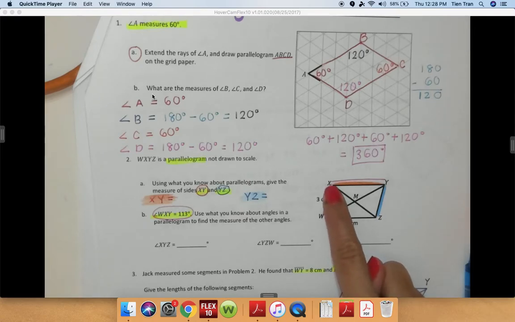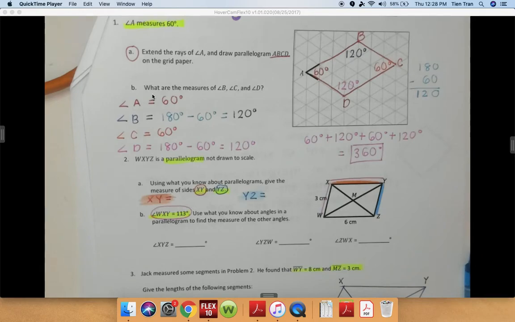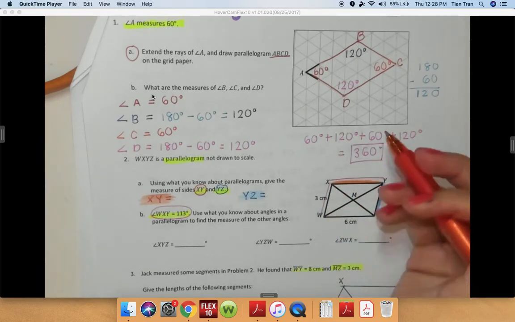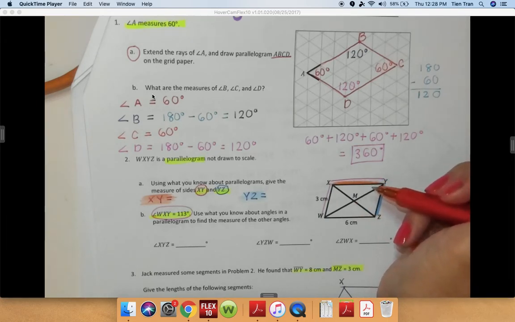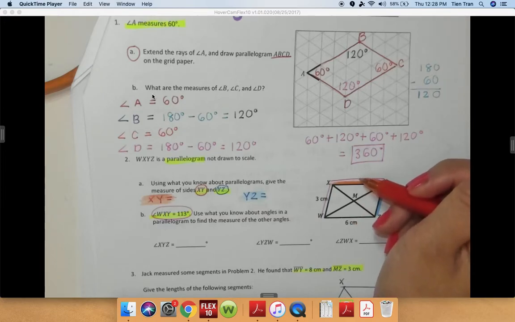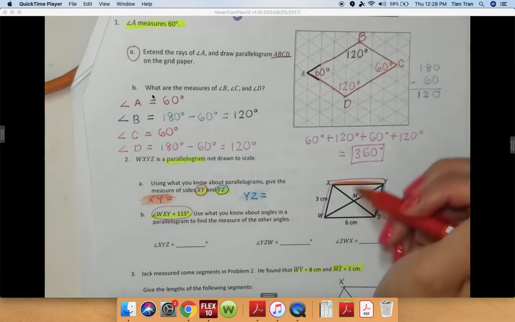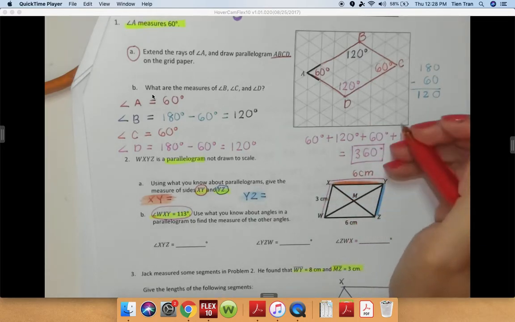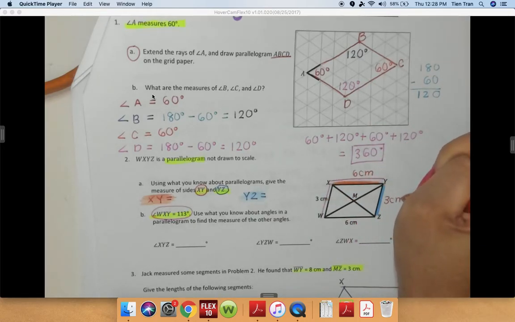So we have XY right here, okay? I shaded it in orange so you can kind of see that. So I'm looking at XY, and I'm wondering, what could it be? There's no measurement right here. Remember, in parallelograms, opposite sides are equivalent. So if this is 6 centimeters, this is also 6 centimeters. If this side is 3 centimeters, then this side is also 3 centimeters.